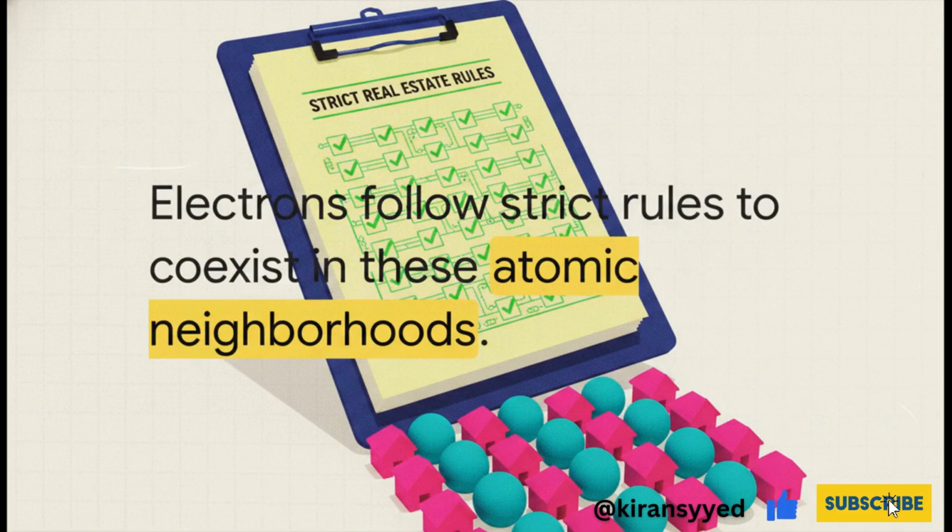Okay, so we've got our 4-part address system totally locked down. But you can't just let millions of electrons move into these cosmic neighborhoods however they please, right? They have to follow extremely strict rules of real estate. And getting a grip on these rules is absolutely the key to unlocking how atoms interact with each other.